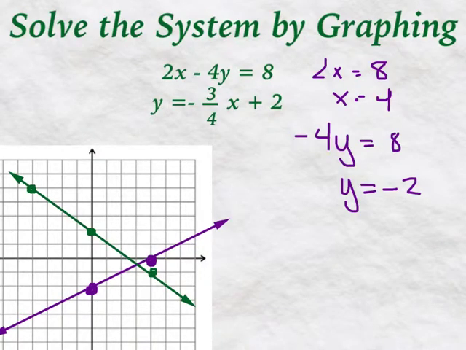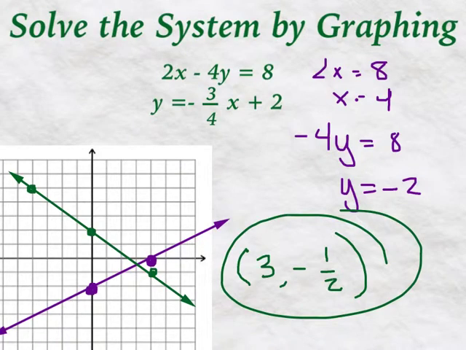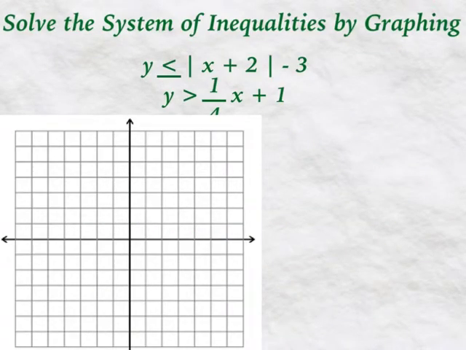Now our answer will be the intersection of those points, which looks like that is at the x value of 1, 2, 3, 3, and the y value of negative 1. Again, these are estimates when we solve by graphing. Solve the system by graphing.